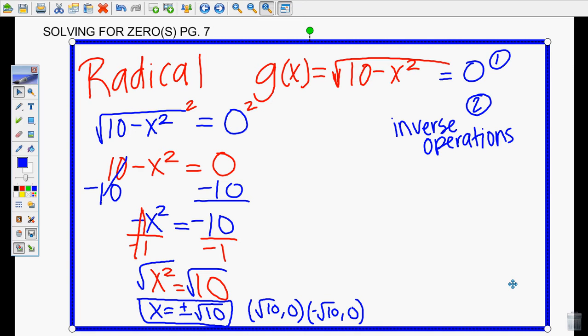Opposite. All right. So we're going to check on our calculator. I would like for you guys to take a moment, graph it, and check it on the calculator.